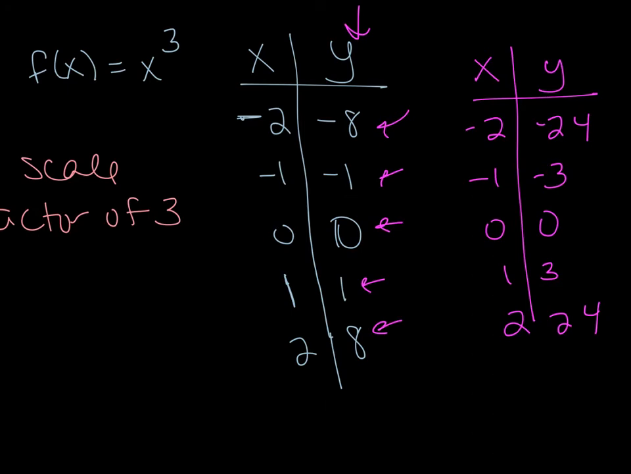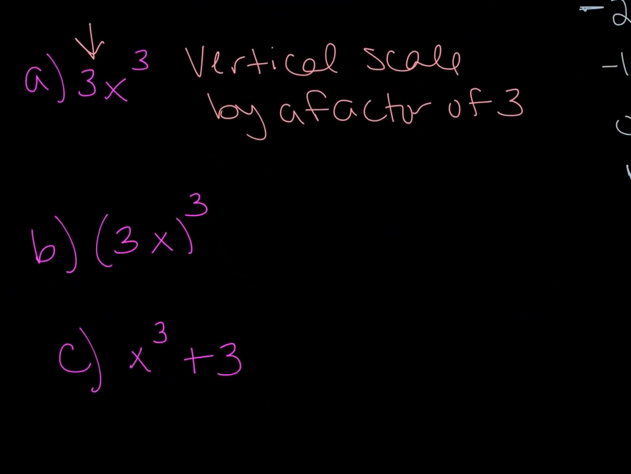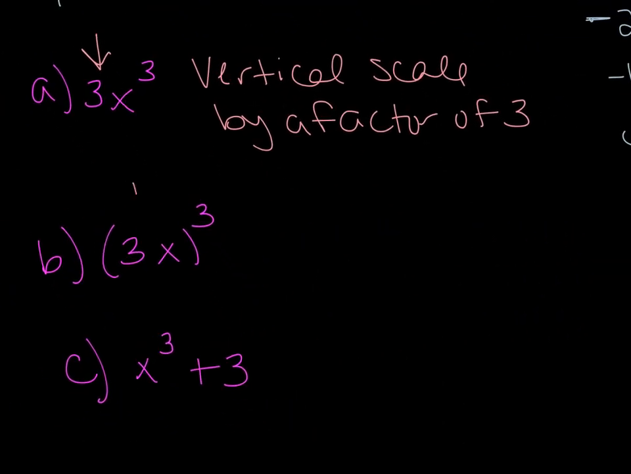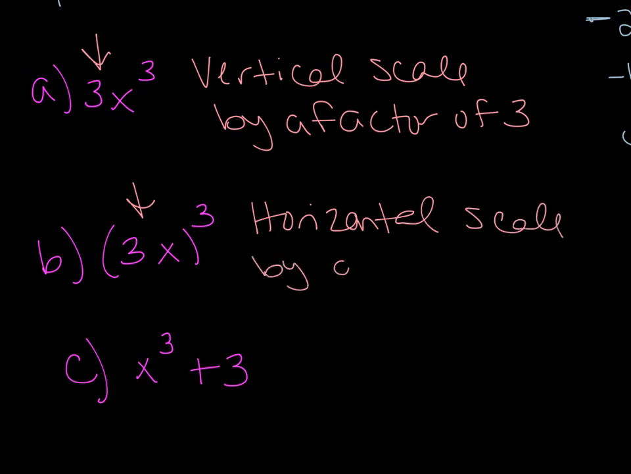The next example is slightly different. It has the 3 on the inside. This means we have a horizontal scale by a factor of 1/3, because you're going to take the reciprocal. What this does is it multiplies the horizontal axis by 1/3, and the horizontal axis is your x-axis.